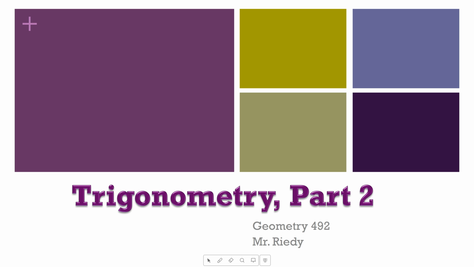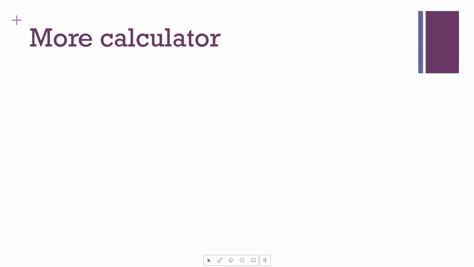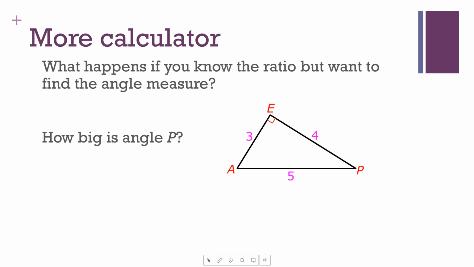Okay, so one of the things we didn't do yesterday when we were talking about trigonometry and working with triangles is we never calculated angle measures. We looked at all kinds of triangles, solving for side lengths over and over again. So the simple question today is, what happens when we have that triangle, and I would like to know, for instance, how big angle P is.